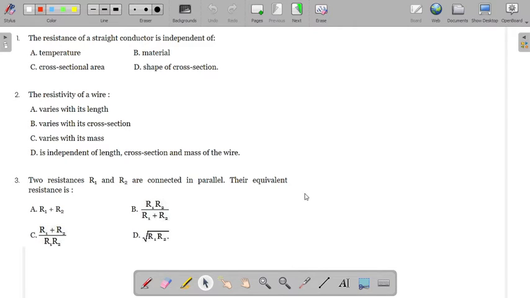And today we are going to solve the second worksheet of our first chapter, electricity, in 10th CBSE board. So here we have some questions for you.